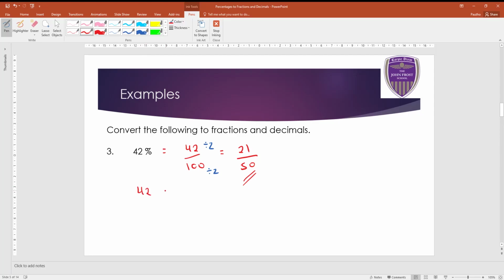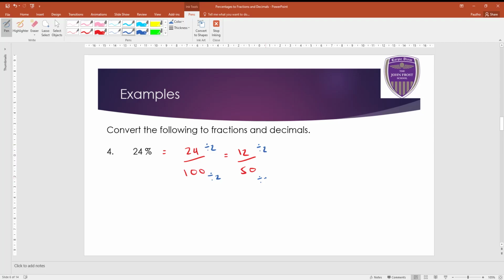And then for the decimal, again, divide by 100. Move 2 to the right, 0.42. Last one then, 24%. Again, 24 over 100. And I suppose if you were struggling here, you could notice they're both even. So you could divide them both by 2 again. And half of 24 is 12. Half of 100 is 50. But then you might notice that 12 and 50 are both even.